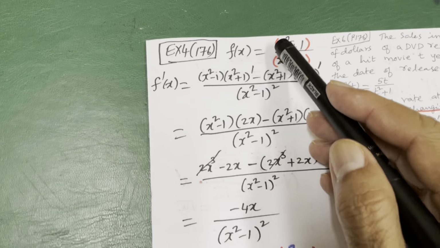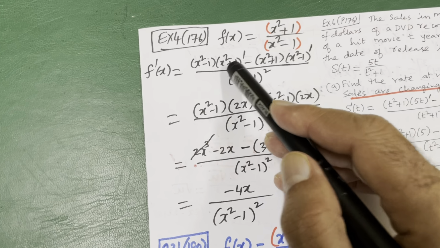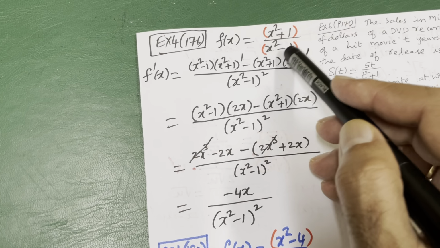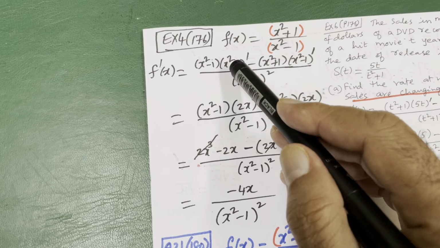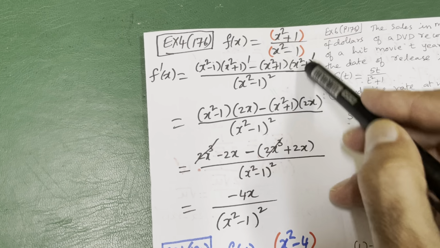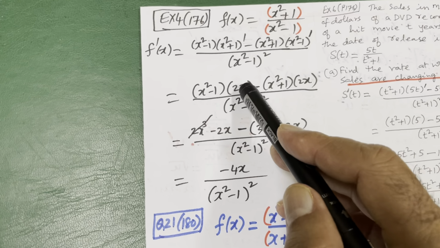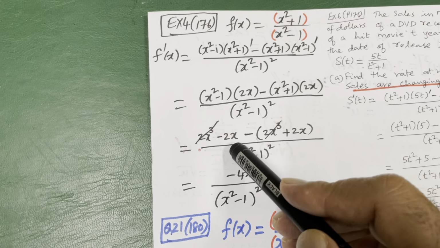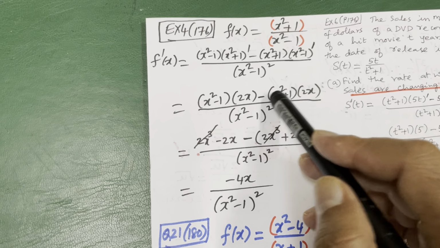Let us do one more. x square plus 1 by x square minus 1. Down multiply up derivative, minus up multiply down derivative, by down square: (x square minus 1) whole square. So x square minus 1, x square derivative is 2x, minus x square plus 1, x square derivative 2x, over (x square minus 1) whole square. So on multiplication, x square multiply 2x is 2x cube, minus 1 multiply 2x is minus 2x, minus x square multiply 2x is minus 2x cube.